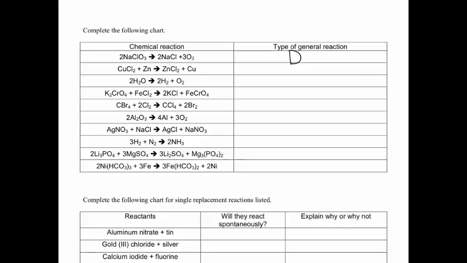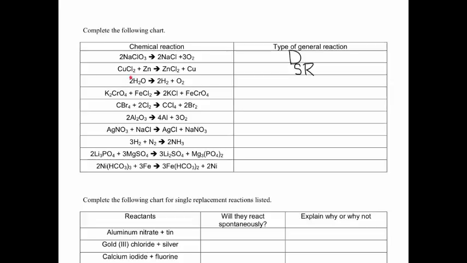Let's look at the next one here. We have copper chloride, so we have a compound, and we have a single element here. And on the other side, now zinc chloride and copper. So we have one single one coming in and a different single one coming out. So this is single replacement, and I'm going to abbreviate that SR, single replacement.